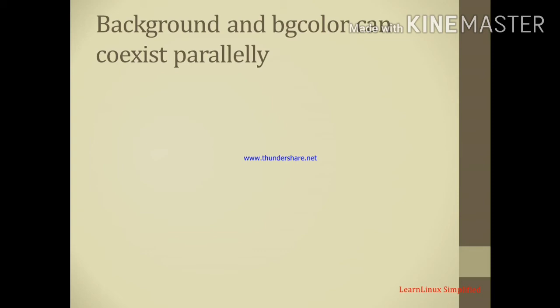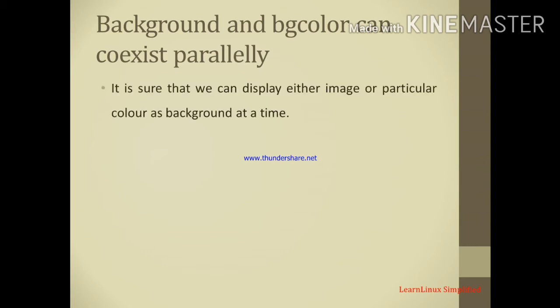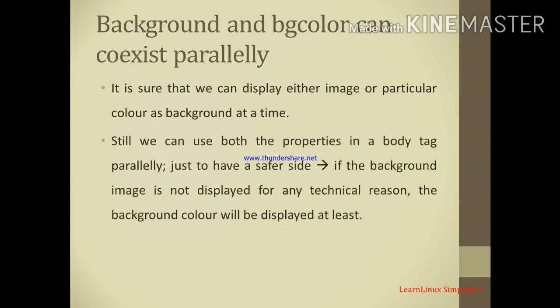Why can we add it? It is sure that we can display either an image or a particular color as a background at a time. At a time we can see either image or color, but still we can use both the properties in a body tag parallelly, just to be on the safer side.